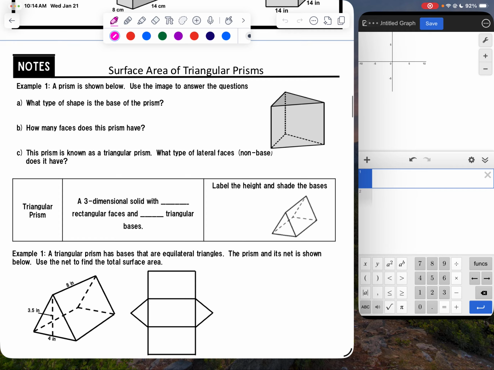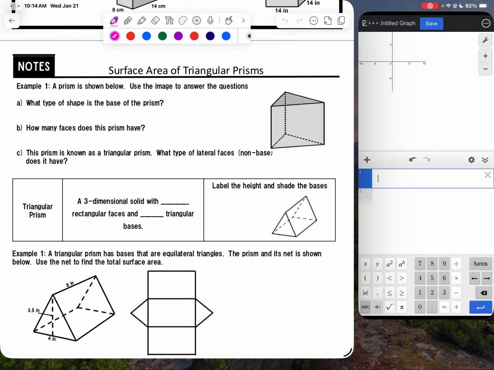In today's lesson, we will be exploring the surface area of triangular prisms. Before we do, let's review a little bit of our previous knowledge of triangular prisms. So in example 1, it says, a prism is shown below. Use the image to answer the questions.